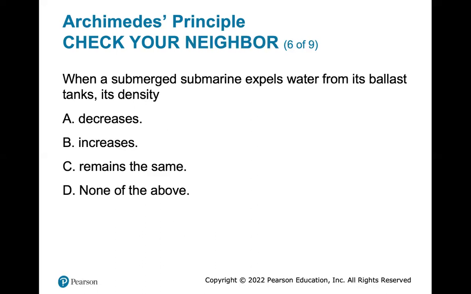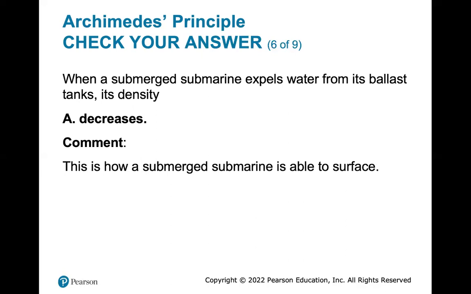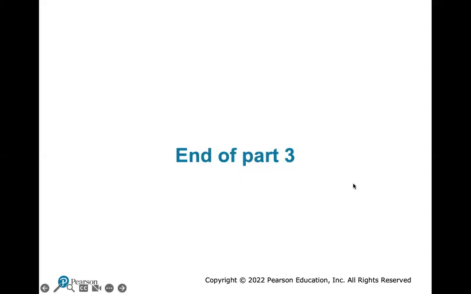Okay, when a submerged submarine expels water from its ballast tanks, its density decreases. This is how a submerged submarine is able to surface. It has the ballast tanks that either bring in water, and if it brings in water, it'll go further in the water, and if it expels the water, it'll rise to the top. Okay, and that's the end of part 3.